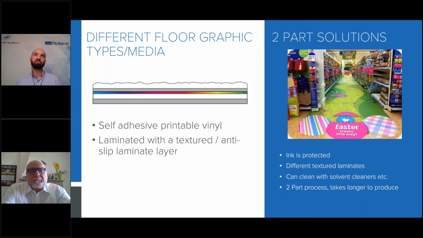The downside perhaps to using a two-part solution would probably be down to the time that it takes. You have two processes, it's a two-part process, so it's going to take longer to produce, and you probably need to have a laminator in order to do that. So you need a little bit more kit to be able to produce these. You don't have to have a laminator. If you were just doing smaller graphics, you could laminate by hand, but in essence, it would take a little bit longer. These are normally slightly longer duration of life as well. So two-part graphics might last a little bit longer or be slightly longer term than one-part solutions.